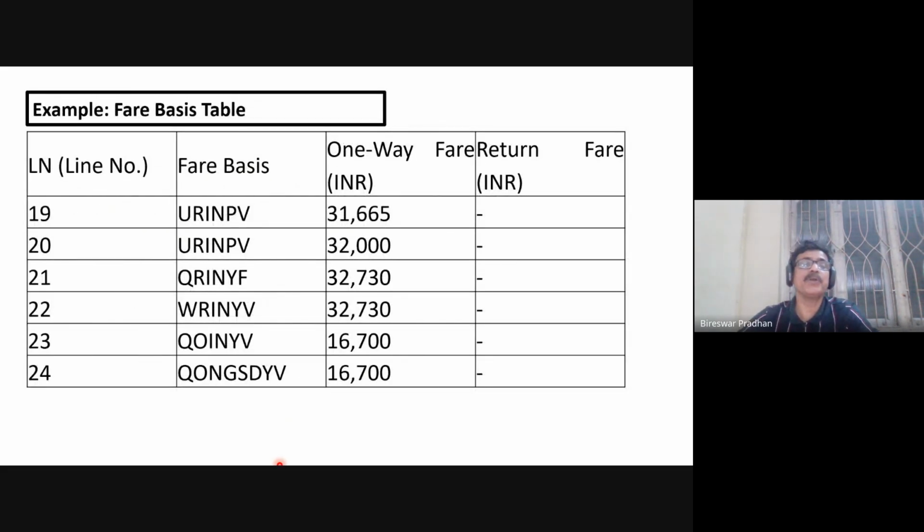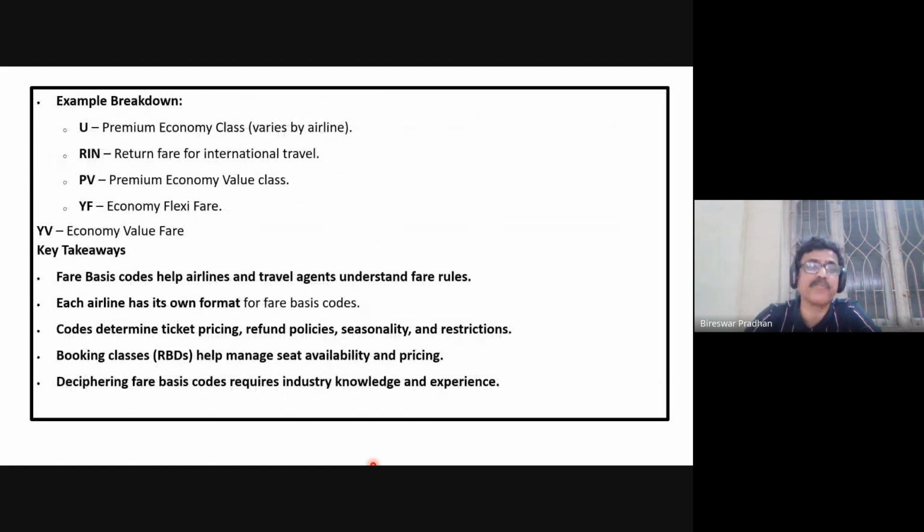Now an example of the fare basis, that is LN19, a fare basis for one way and return. This is the example for this. Now an example of the breakdown: U for premium economy class varies by airline. Return fare for international travel. PV for premium economy. Y for economy flexi. YVG, economy value fare.